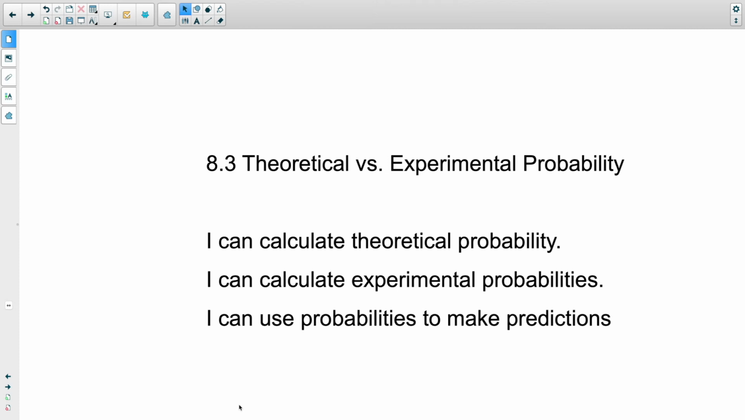Hi everyone. Today we're going to be talking about theoretical versus experimental probability.